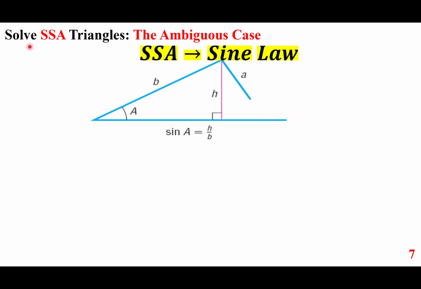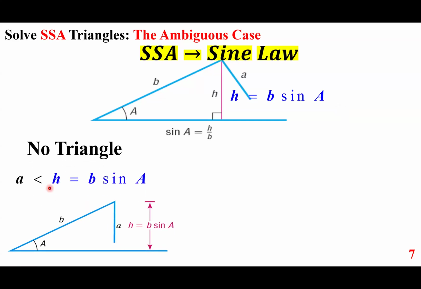So as I mentioned, SSA, side side angle. So solving an SSA triangle is called the ambiguous case. Side side angle, we use the sine law. So here's what happens. If you look at this angle, sine of A is the opposite H over B. So H is the product of these two, B times sine A. If A is less than H, which is B sine A, we don't have any answer.